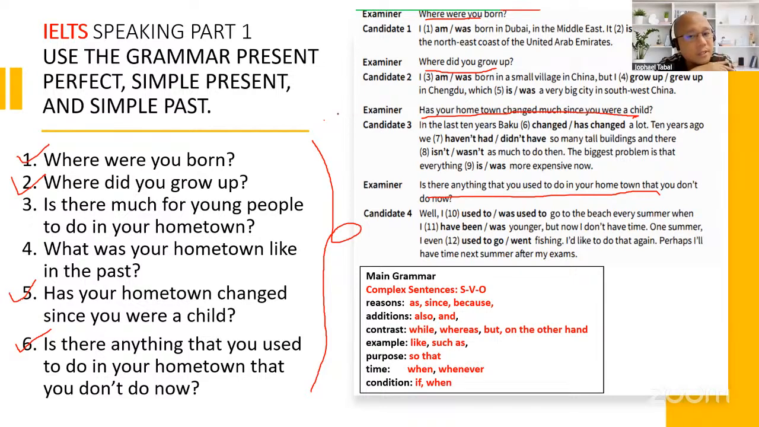Right. Nhu Huyen, are you finished? You done? Yes, teacher. So, where were you born? I was born in Vietnam and I have lived there all my life. Where did you grow up? I grew up in my hometown where I spent most of my childhood. Has your hometown changed since you were a child?